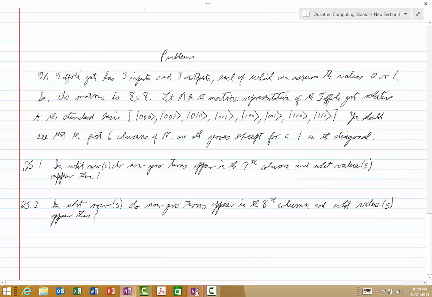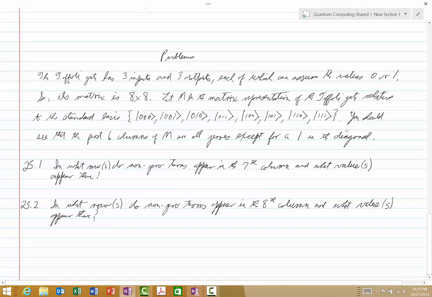Okay, so I have a couple of easy questions for you here, and both of them concern the Toffoli Gate. So let's read the introduction here to the problems. The Toffoli Gate has 3 inputs and 3 outputs, each of which can assume the values 0 or 1. So its matrix has dimensions 8 by 8. Let M be the matrix representation of the Toffoli Gate relative to the standard basis.